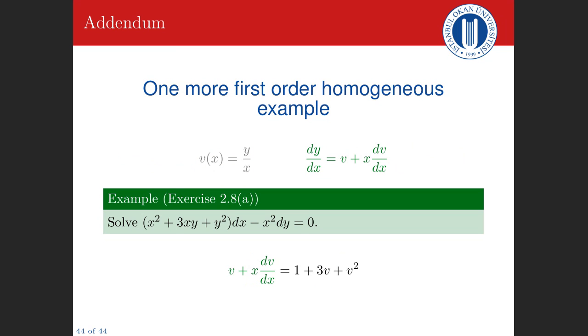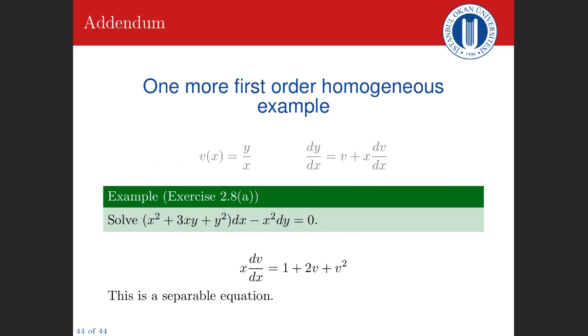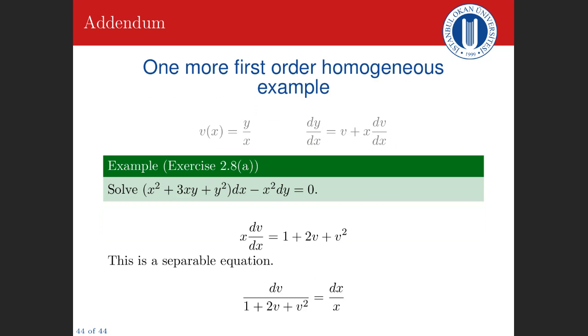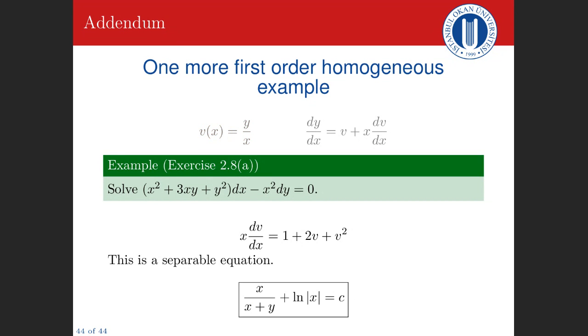Then we have a separable differential equation for v. Solve this equation as a separable equation. There we go. This is the solution of this separable equation. And then substitute in again, replace v by y over x, and then rearrange to get the solution.